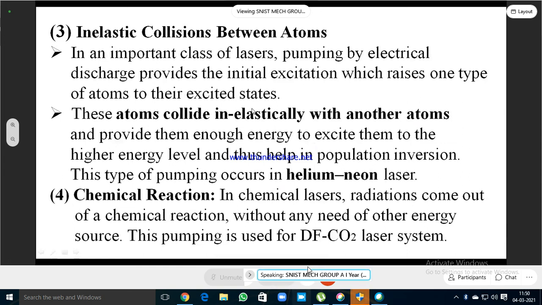Helium atoms will jump to the excited state. Then these helium atoms again transfer the energy to the neon atoms because of the collision. Then the neon atoms receive the energy from the helium atoms. Neon atoms will jump to the excited state. So in that way, there is a collision between the atoms. That is an inelastic collision between the atoms taking place. So that's why it is a pumping mechanism. Population inversion will be achieved by this process.